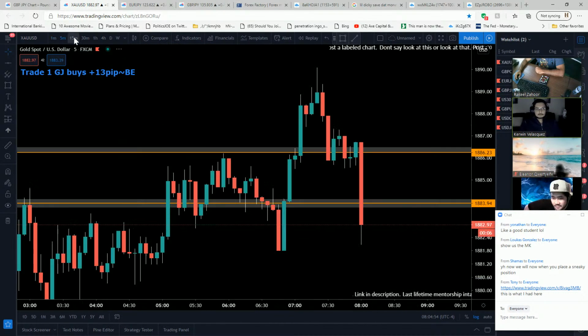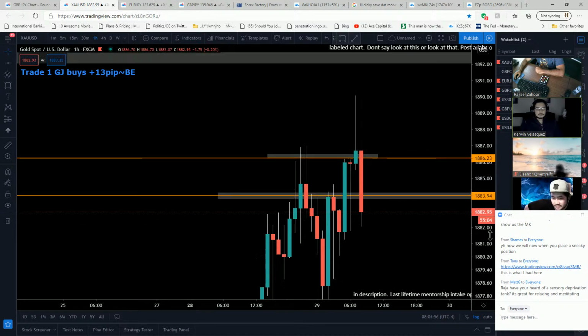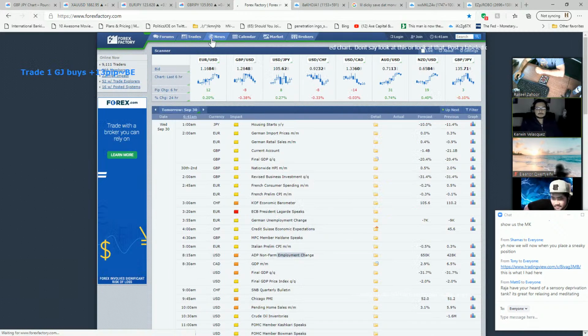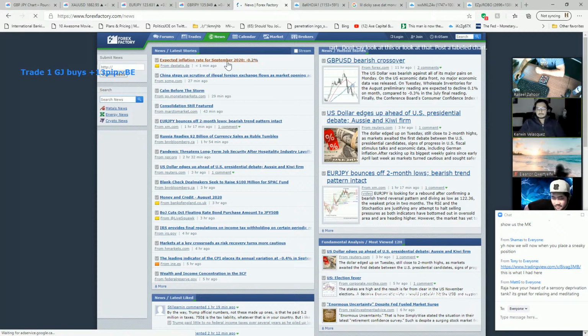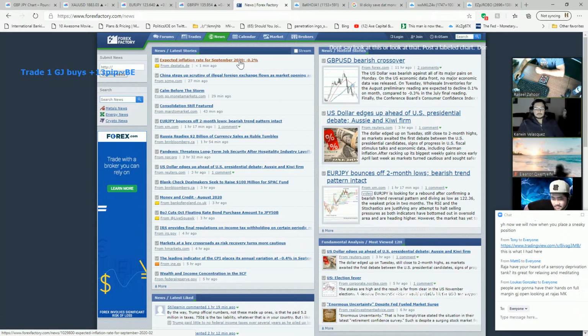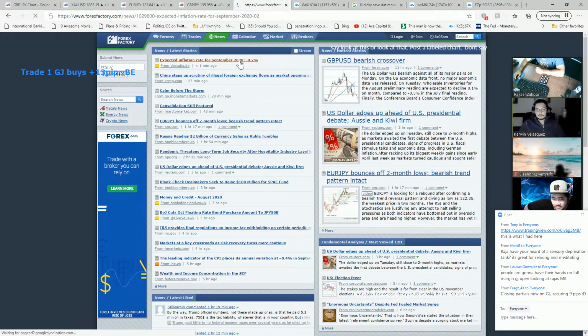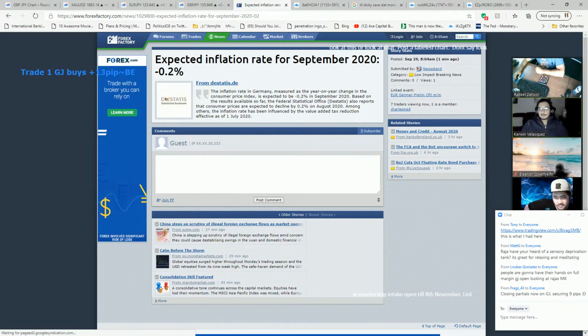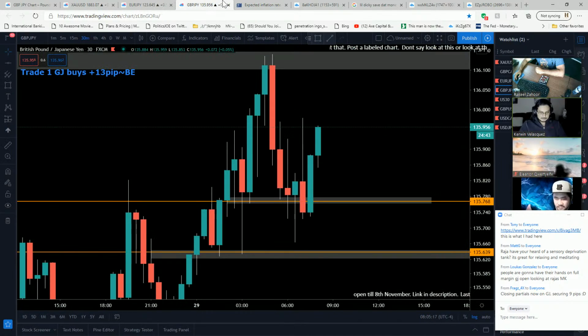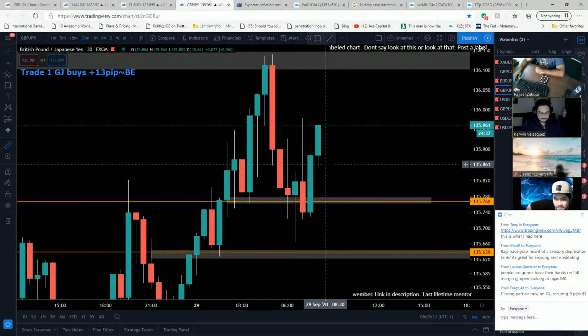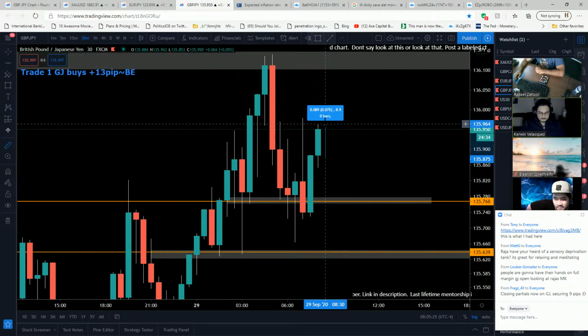Oh wow, gold is still dropping here. What caused this drop? Expected. Pre-New York, it's a New York pullback. Expected inflation rate for September 2020 is going negative. Closing partials on GJ, securing 9 pips. Oh, wonderful. Someone's securing profits here in GJ.